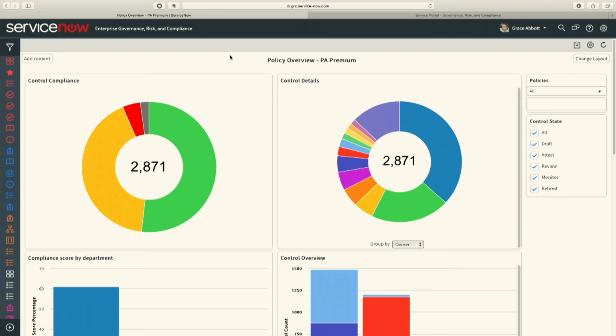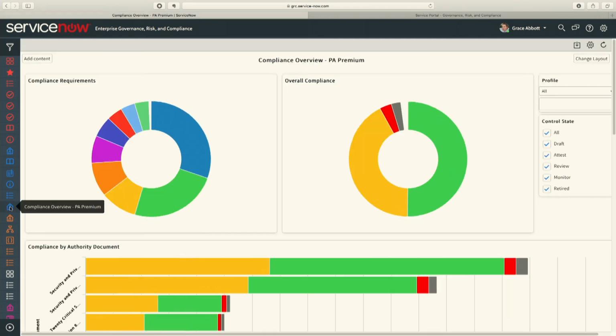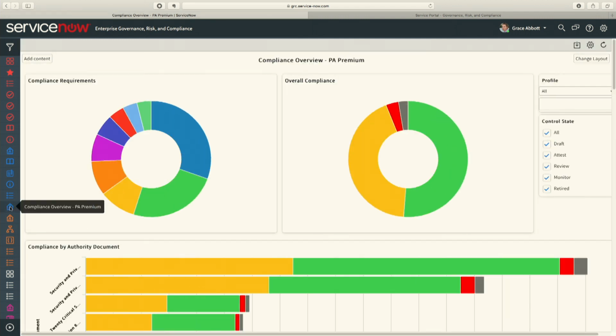On our policy overview dashboard, we're going to quickly see those things that were compliant, in this case the controls that we have that are compliant, things that may be in flight and yet to be assessed, and those that are non-compliant.